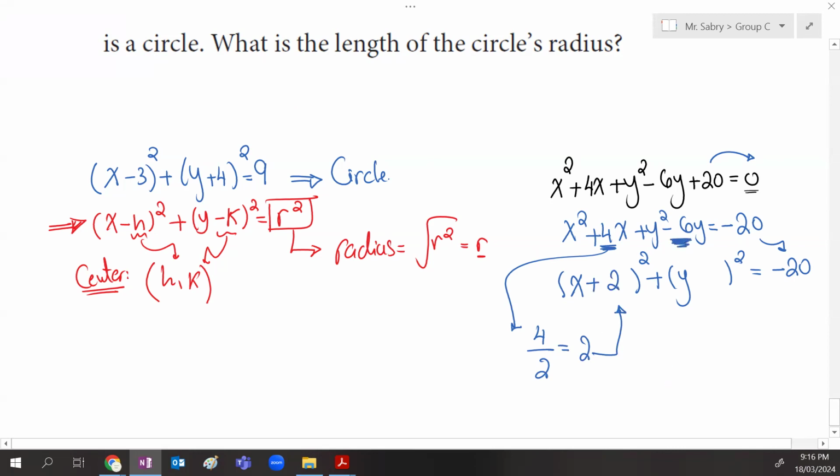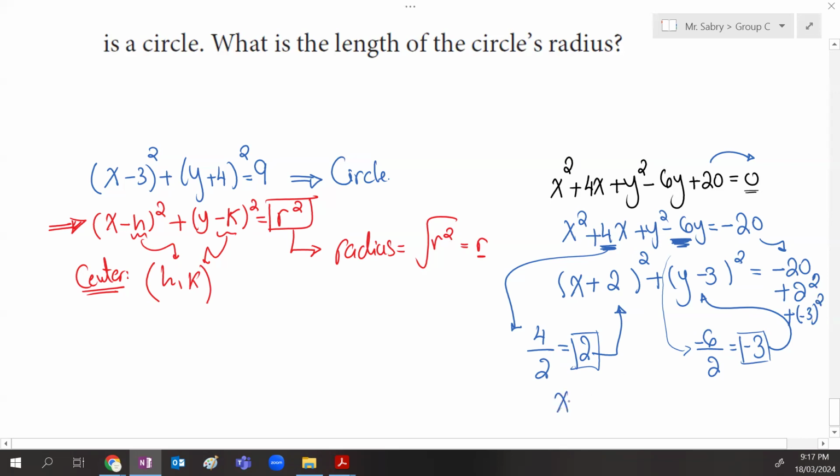You'll take the number next to the y to the power of 1, which is negative 6, and you'll do negative 6 divided by 2, which is negative 3, and you'll take this number and put it into the bracket with the same sign as it is. Finally, last step is the two numbers that you got, you put them to the power of 2 and add it here to the other side. That is, plus 2 to the power of 2 and plus negative 3 to the power of 2.